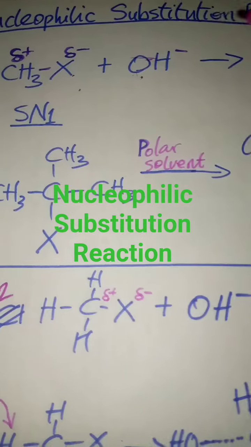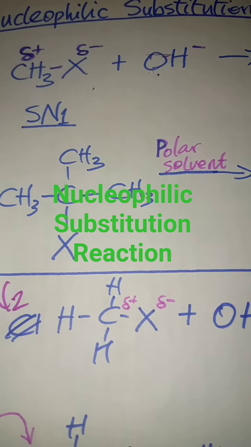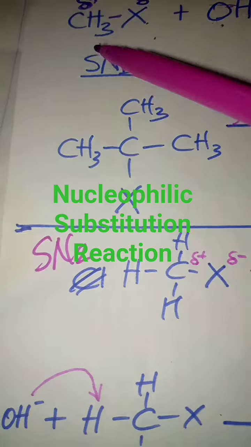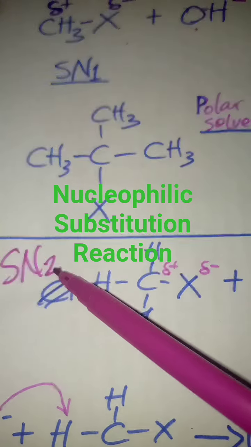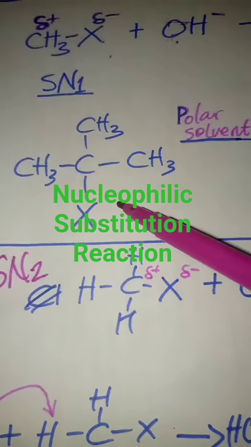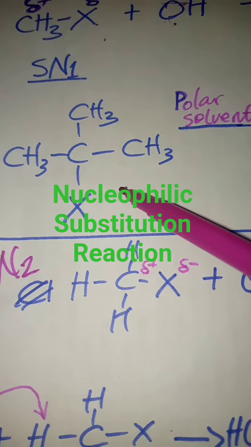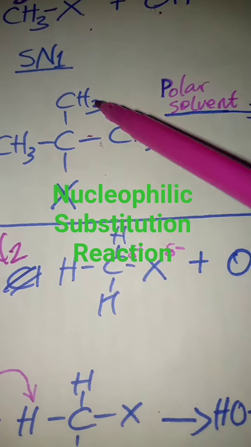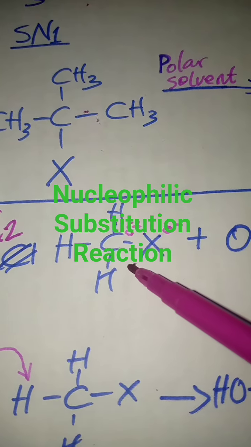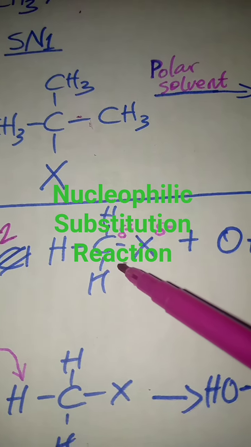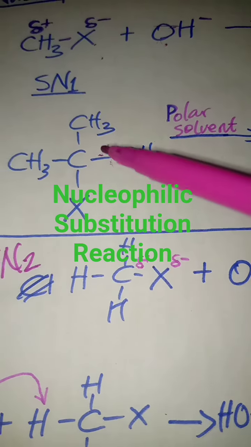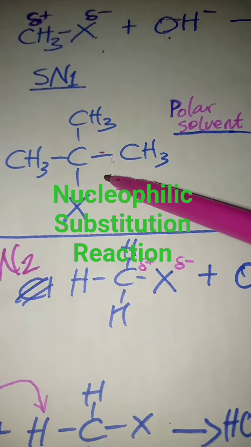Now, there are two types of nucleophilic substitution reactions. We have SN1, that is a unimolar substitution reaction, and we also have SN2, that is bimolar substitution reaction. SN1 substitution reaction favors a tertiary alkyl halide, as you can see here, while SN2 favors a primary alkyl halide.